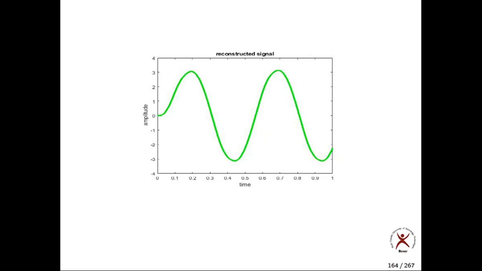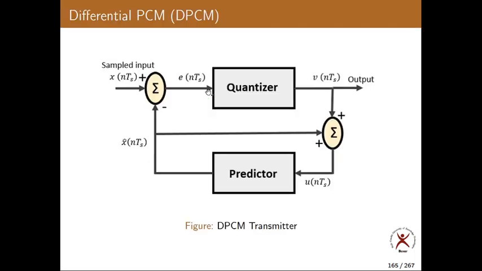Okay. Now, let us go to another version of pulse code modulation, that is called differential pulse code modulation. Now let me tell you one important thing. What do you mean by differential pulse code modulation? Here the name itself indicates it is a pulse code modulation having a differential input. So here this is a transmitter.